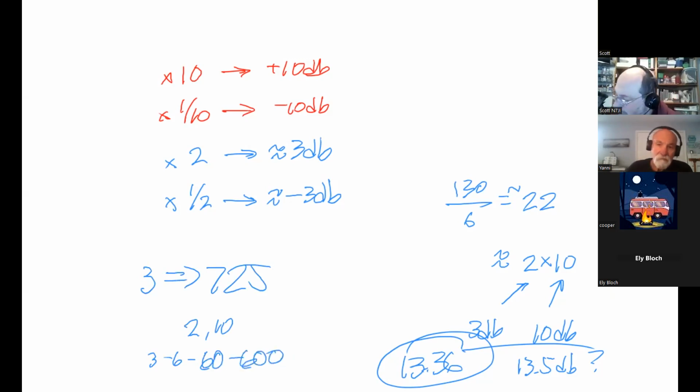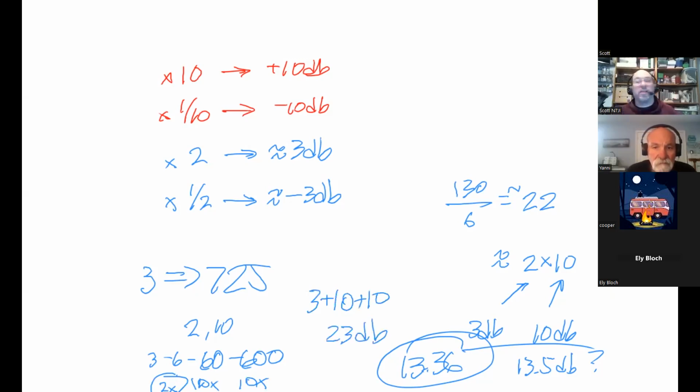That's pretty close. So that's 2 times, and that's 10, and that's another 10. So that's 3 dB plus 10 plus 10, and that gets us to 600. And so let's say it's 23 dB. Go back to the calculator and see if we were even close. 725 divided by 3, log, times 10. I get 23.8. So close enough for a rough order of magnitude. And that's all you really need to know.